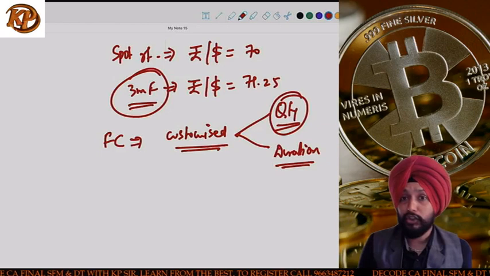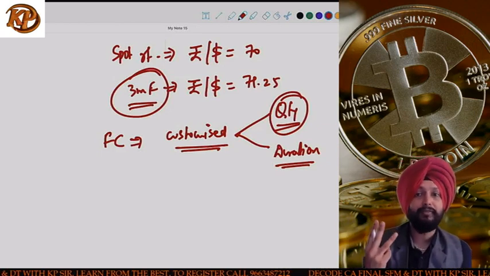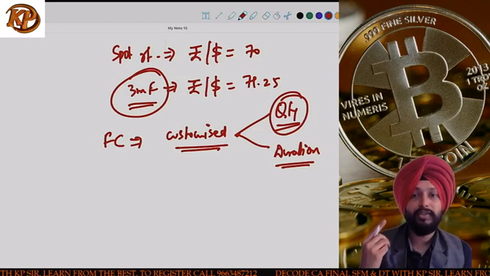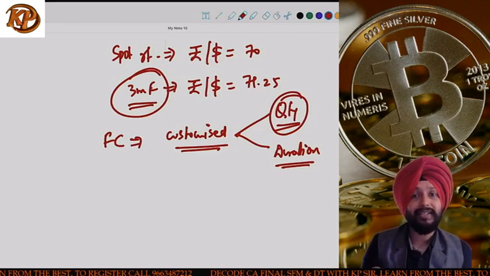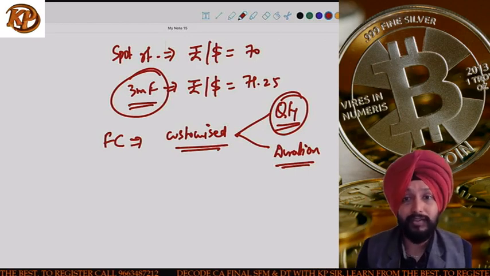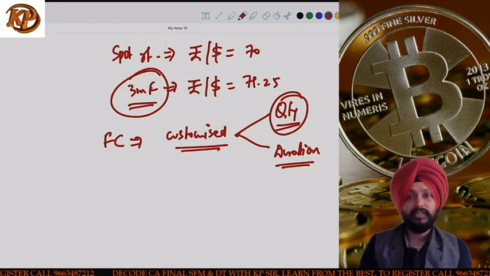And as far as the exchange traded instruments are concerned, I hope you remember the three we studied: futures, options, cap, floor, collar. These are exchange traded instruments, and in this case everything is predefined. It is not customer specific, it is standardized for everybody. I hope this is fine, guys.